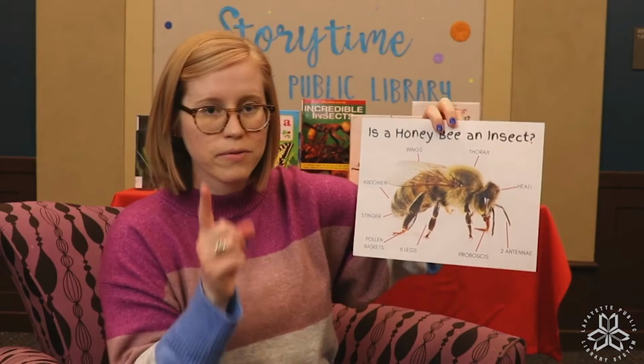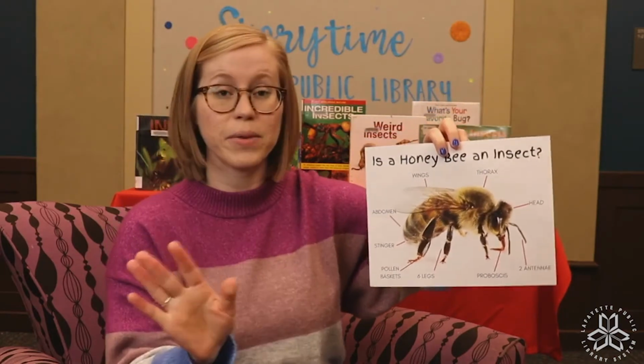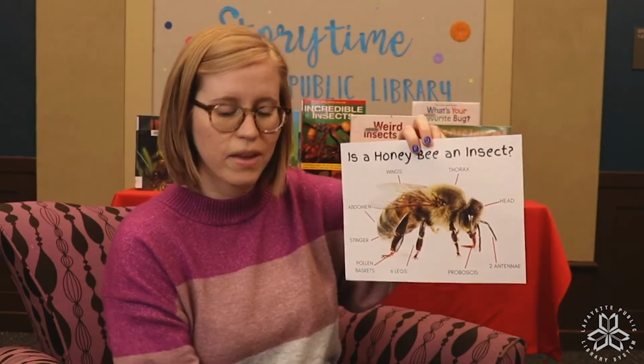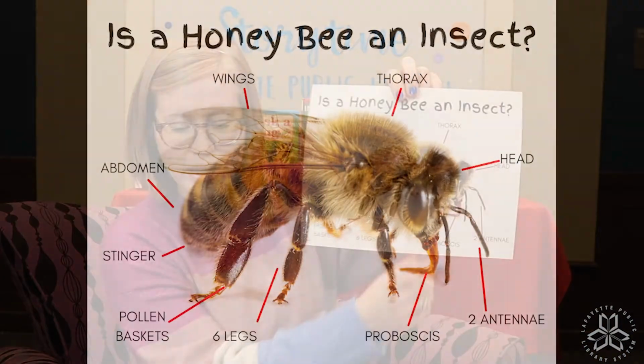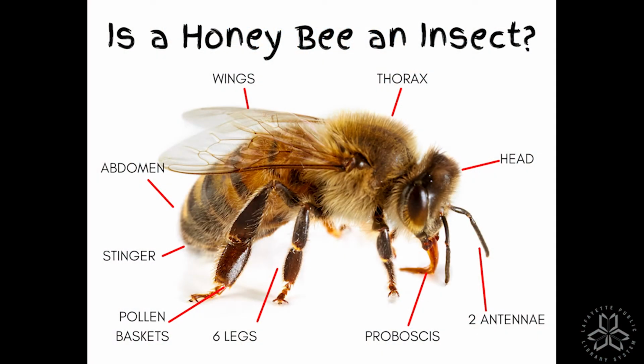There's also a couple of other cool things about a honeybee. Honeybees are my favorite insect, could you tell? Honeybees' legs serve different purposes. So their front legs are used to clean the bee's antenna. The middle legs are used to manipulate the wax in their beehive.